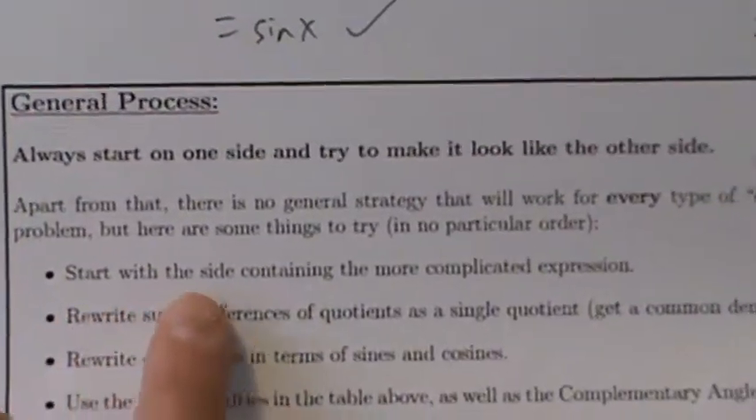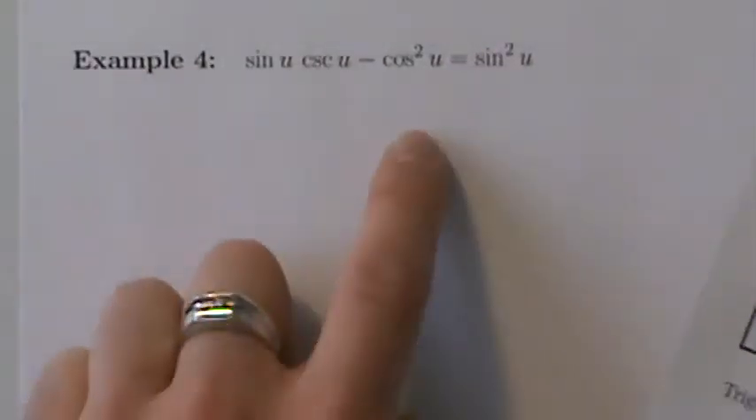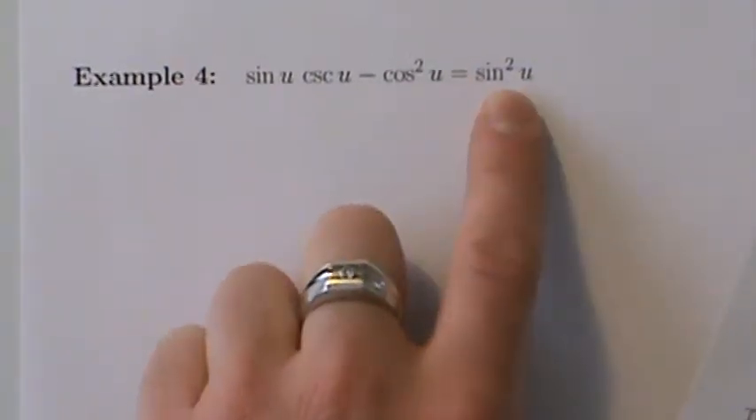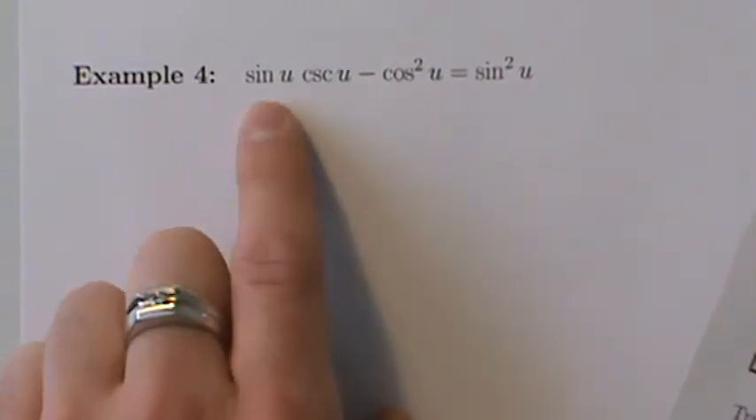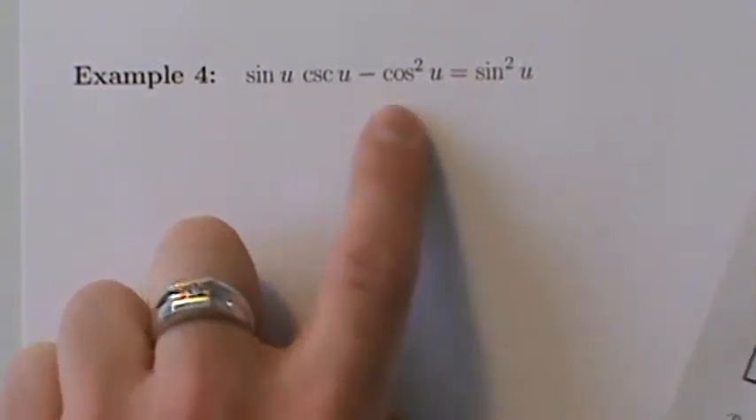And usually start with the side containing the more complicated expression. The left side is definitely more complicated. On the right we're squaring something, but on the left we're multiplying two things, subtracting and squaring. So it's a little more complicated on the left, so let's try starting over there.